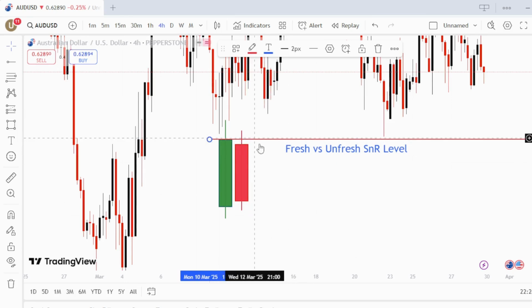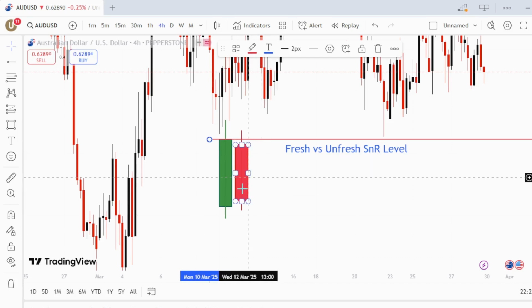You are looking for the next candle to come, touch this and do some sort of rejection and close below it. When that happens, then you can go to a lower time frame, either M30 or M15, and begin to look for further confirmation to sell the market.